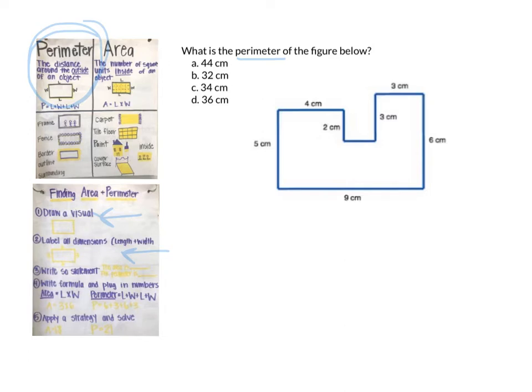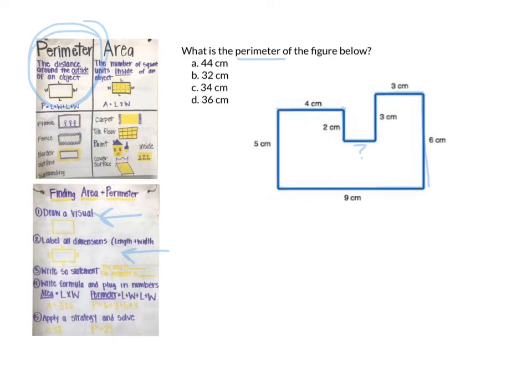So this first one, 4, 5, 9, 6, 3, 3. Here I've got our missing side length, and then 2. So next let's solve for that missing side length.